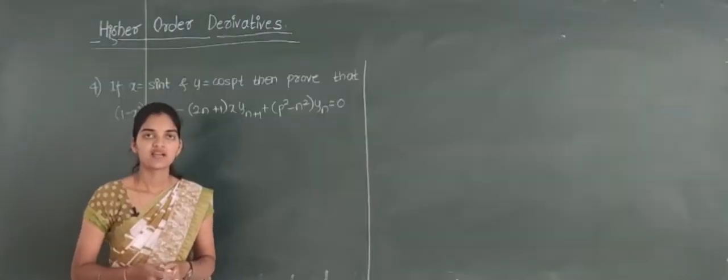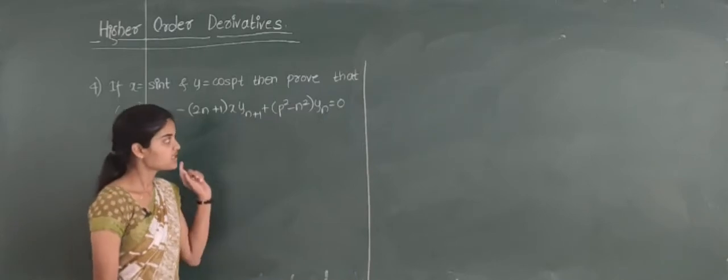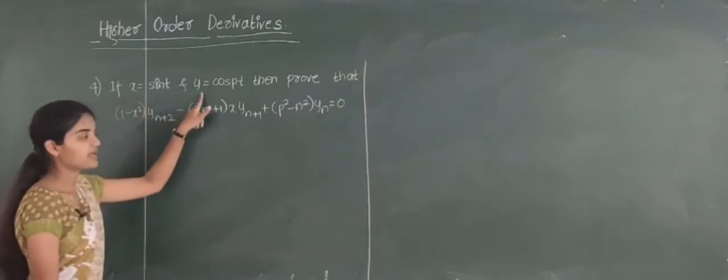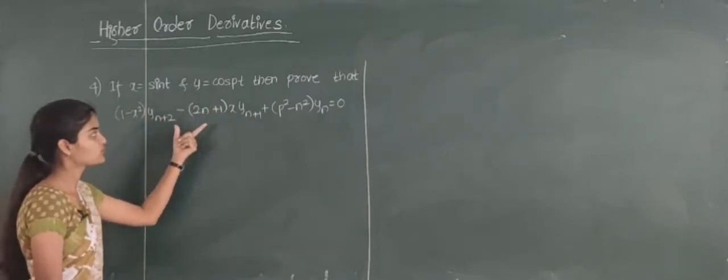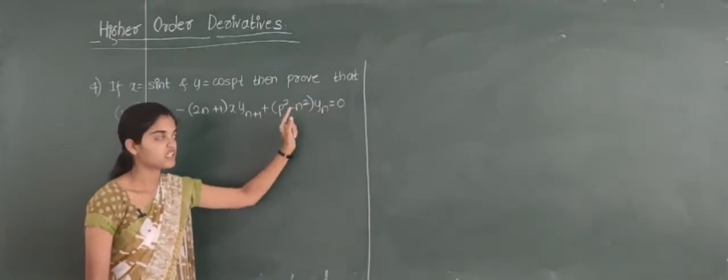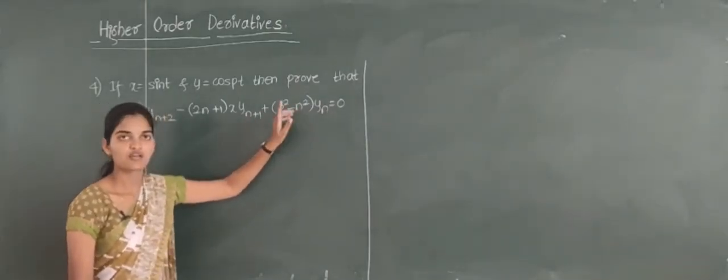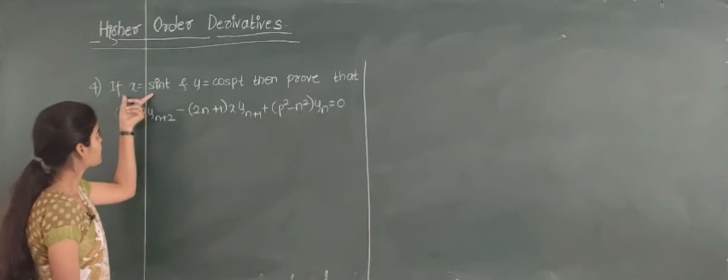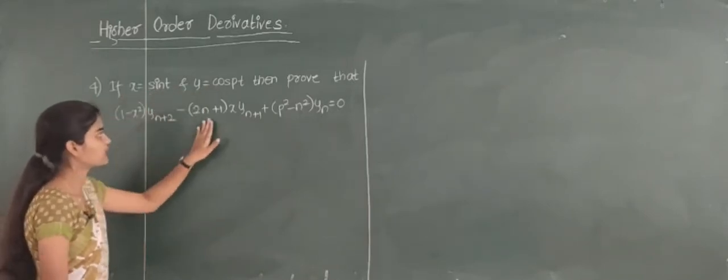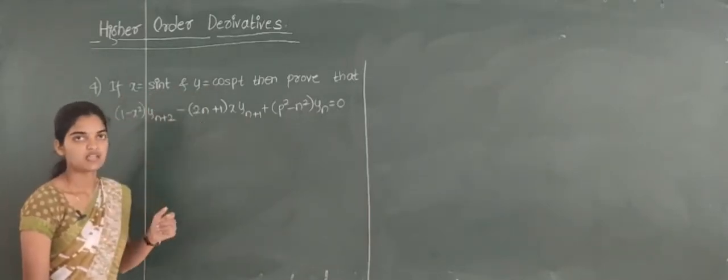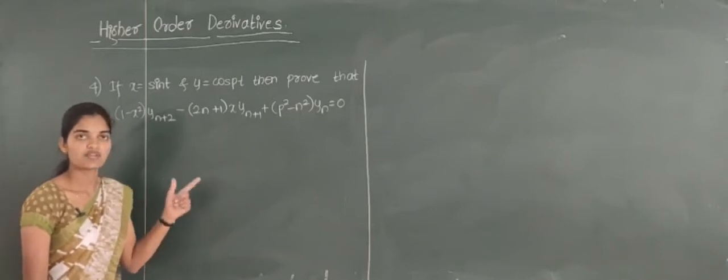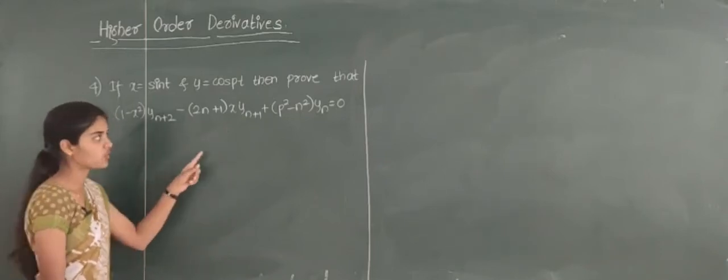So our last example is somewhat different. See here, x and y are given. From this we have to show that this result is true. That is, p and n are constants, and with respect to the given x and y, we have to show that this result is satisfied. So this is a somewhat different procedure. Let us see how we solve this.